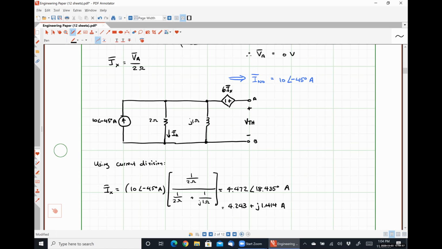All right, so does anybody have any questions, comments, concerns about how we have determined that phasor current Ix? You're going to be doing an awful lot of current division and voltage division and things like that in these problems, just because that's usually one of the most effective routes. All right, now, how can we use this piece of information to determine Thevenin? Anybody got any ideas?